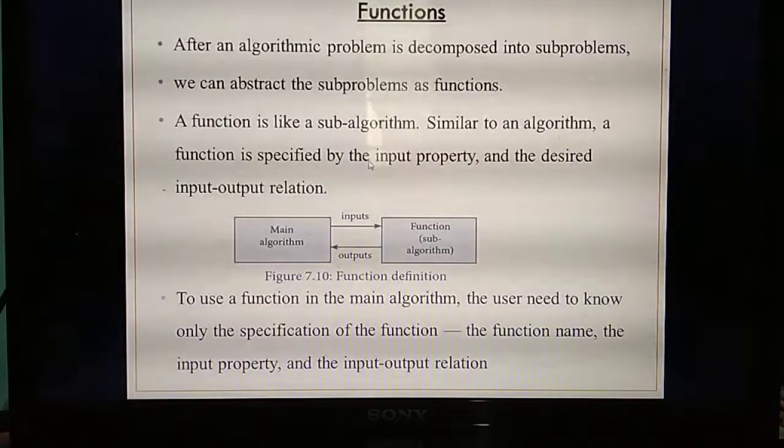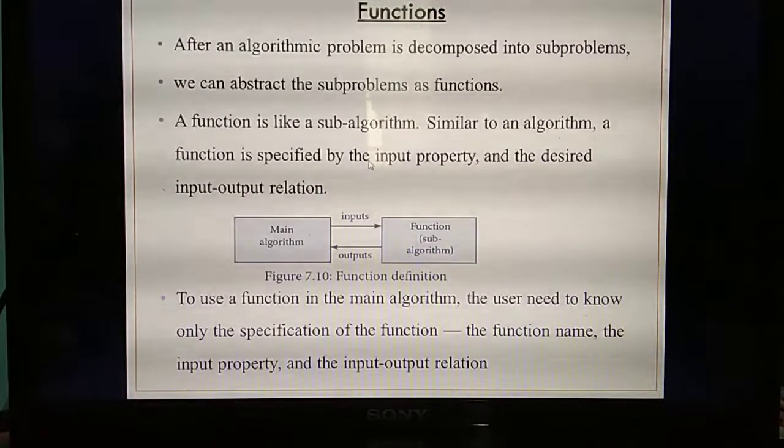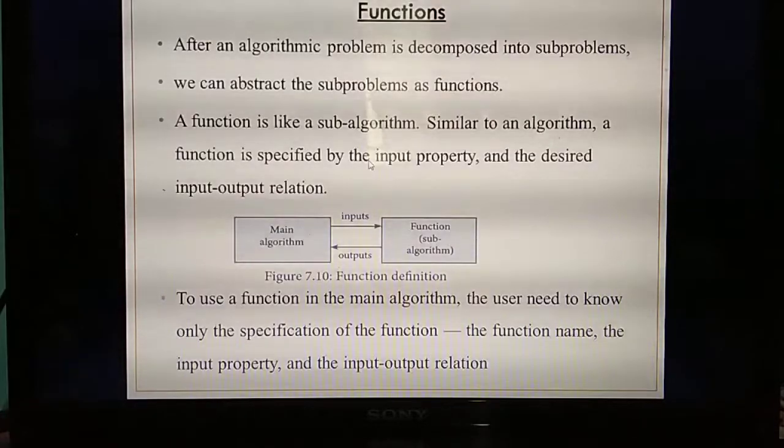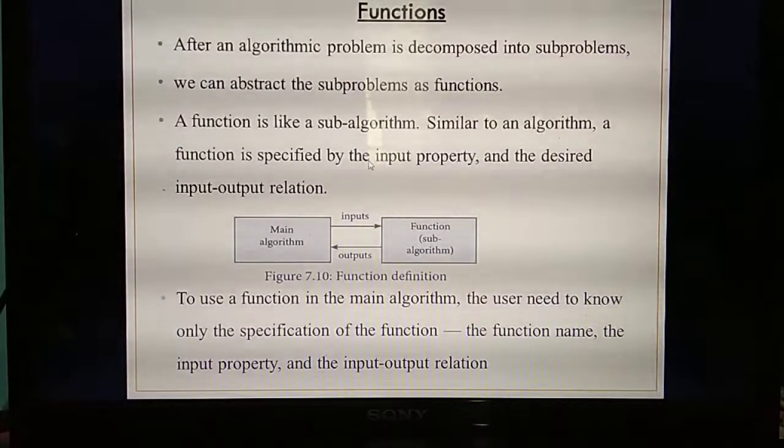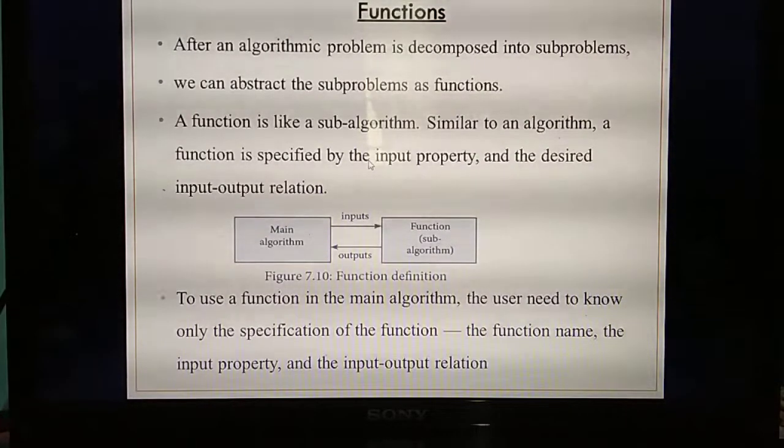Okay, but each sub-problem, or each function, will have inputs as well as output, and an input-output relation.